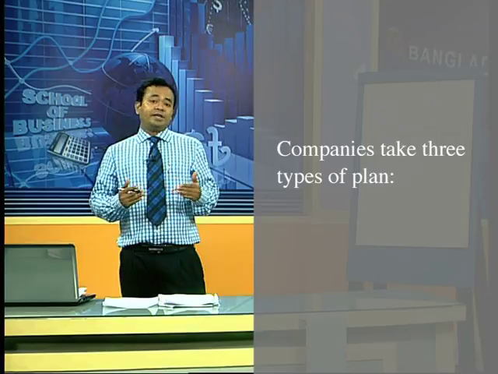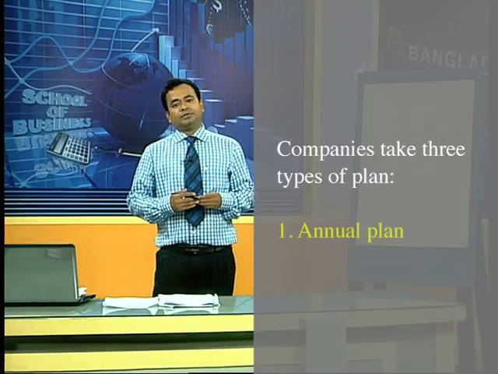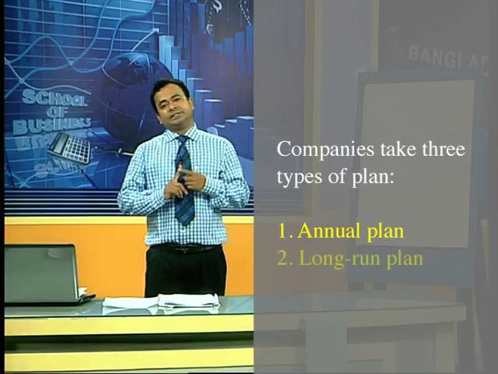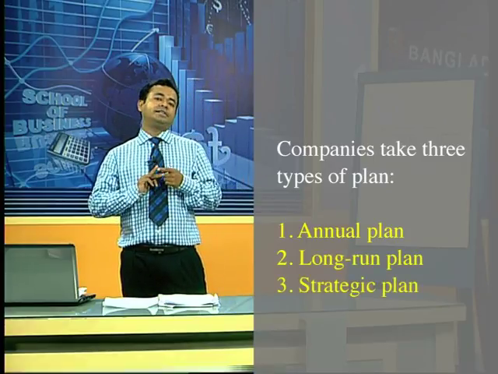Normally, companies take three types of plan. First one is annual plan, second long run plan, and third strategic plan. Dear learner, now I actually want to discuss what is strategic plan. Strategic plan is the process of maintaining and developing strategic fit between the organization's goals and capabilities, and strategic plan helps the firm to adapt the advantages of opportunities in a changing environment.